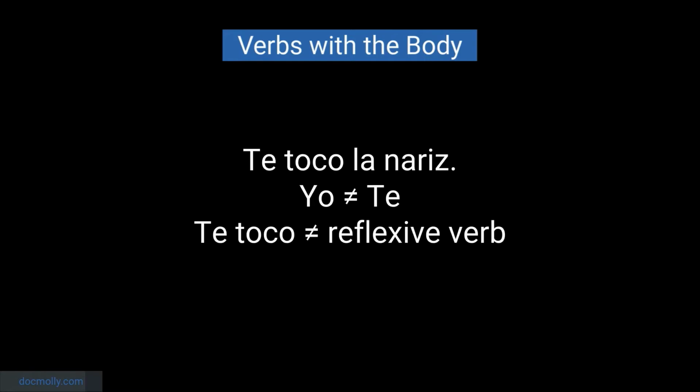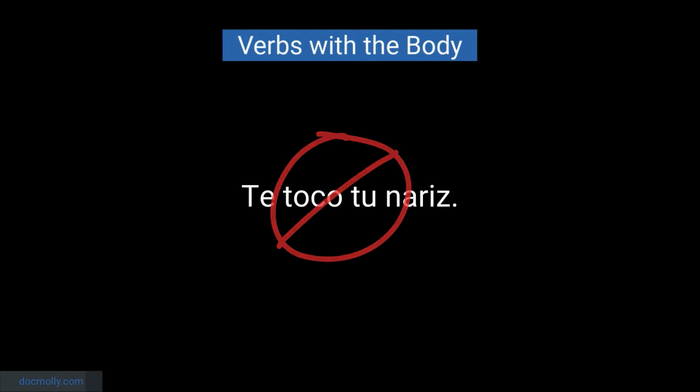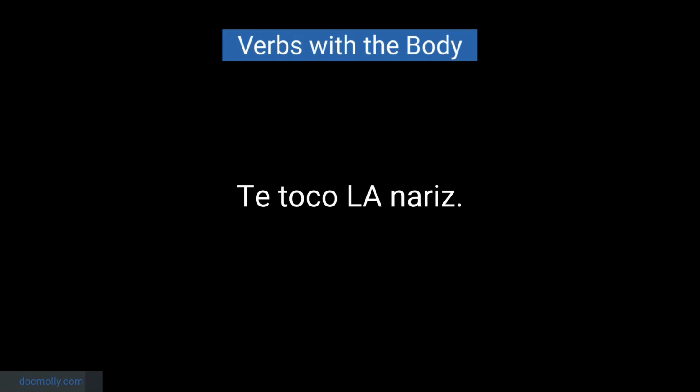Now consider, te toco la nariz. I touch your nose. This is an example of a non-reflexive verb because the person performing the action is different from the person receiving the action. I touch your nose. Te toco la nariz. When we use an indirect object pronoun to indicate on whom the action is being performed, there is no need to use a possessive article, such as mi or su, before the body part or article of clothing. That would be redundant. Instead, we use a definite article. So instead of saying, te toco tu nariz, we say, te toco la nariz, where la is the definite article.